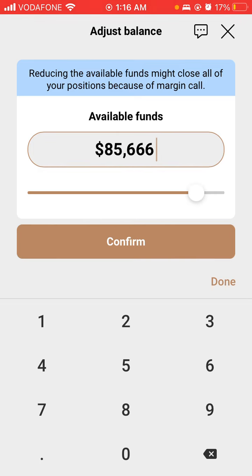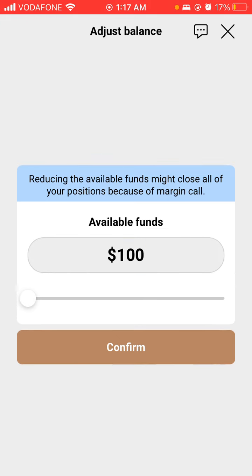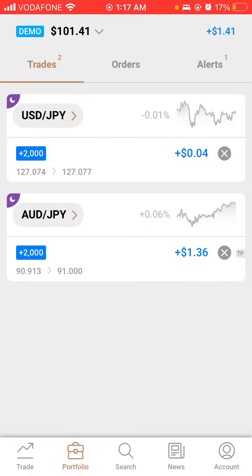But what's the need of trading with $100,000 when you cannot deposit up to $100,000 in a brokerage account that you don't even trust, or this is just your first time. So what I do is I set it to what I feel I'll be able to deposit. 1,000, maybe. I just type $100, and confirm.